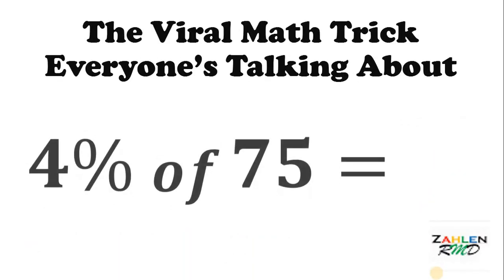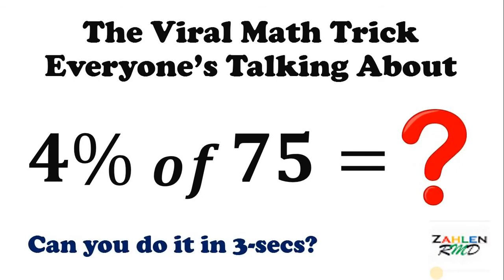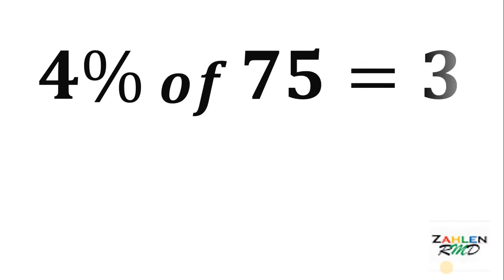Here's the question. What is the value of 4% of 75? The challenge is you need to do it in just 3 seconds. Now, if you want to try this problem, just pause this video right now. And if you're ready, here's the solution. The answer to this question is 3. 4% of 75 is 3.